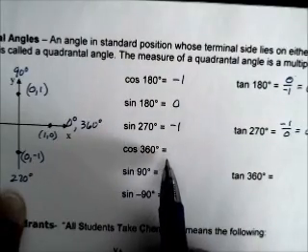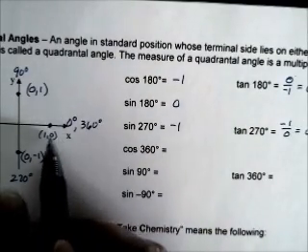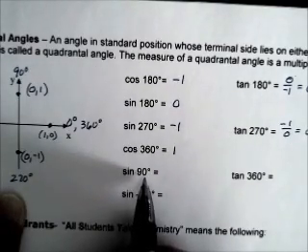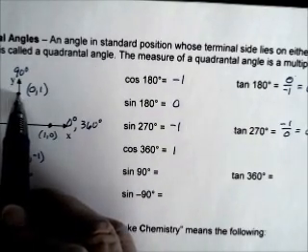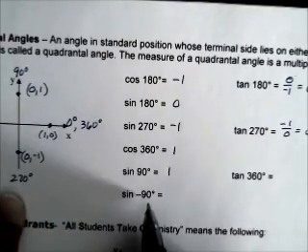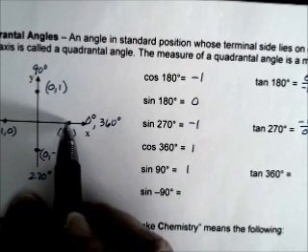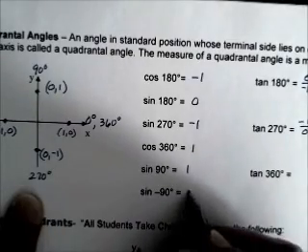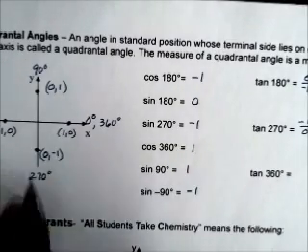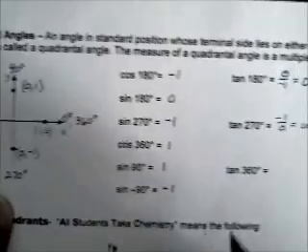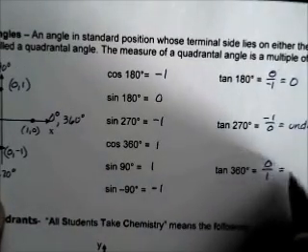The cosine of 360 degrees. Cosine's the x-coordinate, 1. The sine of 90 degrees. Sine is the y-coordinate, 1. Sine of -90. Okay, -90 is equivalent to positive 270. Sine value, negative 1. And the tangent of 360, tangent is going to be sine over cosine, 0 over 1, which is equal to 0.